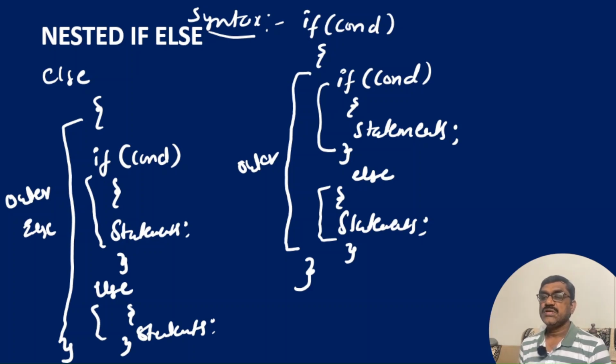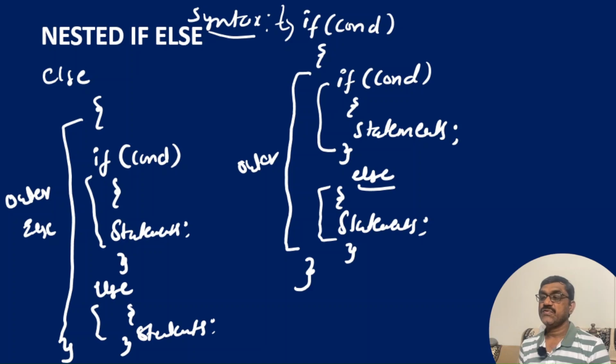So what is meant by the nested if else? Having one if else in another if else is called nested if else. The execution starts from the first if, the outer if, and it checks the condition. If the condition is true, it enters into the inner if. In the inner if, again we are checking the condition. If it is true, these statements are executed. Otherwise, the statements under the else part are executed.